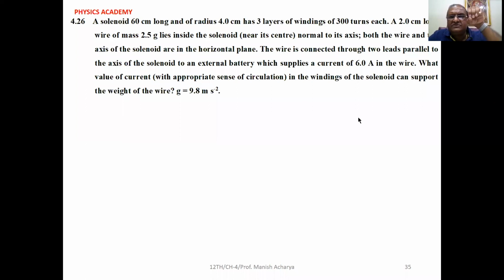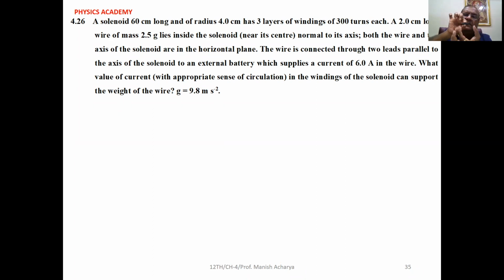Now suppose this is the solenoid, like this. This is the axis of the solenoid. Now on the axis, a small piece of wire is placed here, just like this one. This is a piece of wire and it is placed here. Clear to all of you? This is the piece of wire inside the solenoid on the axis of it, and this one is perpendicular to the axis.